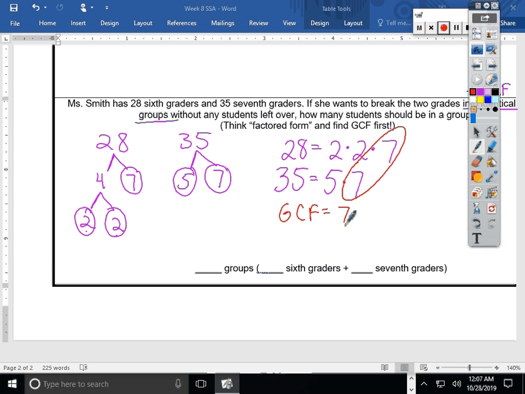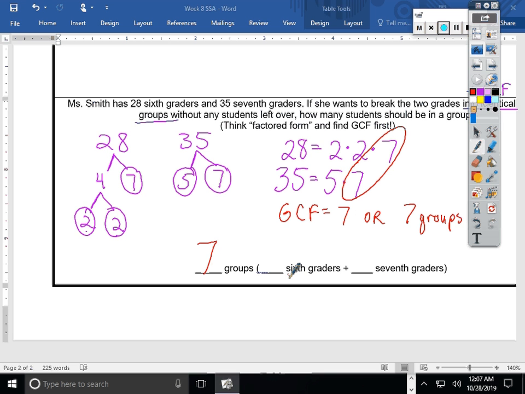That means that I can make 7 equal groups. Oh, or 7 groups. That's super helpful, and I gave you a hint down here. I'm trying to figure out how many identical groups to make. 7 it is. So the question is, how many 6th graders does each group get? How many 7th graders does each group get?